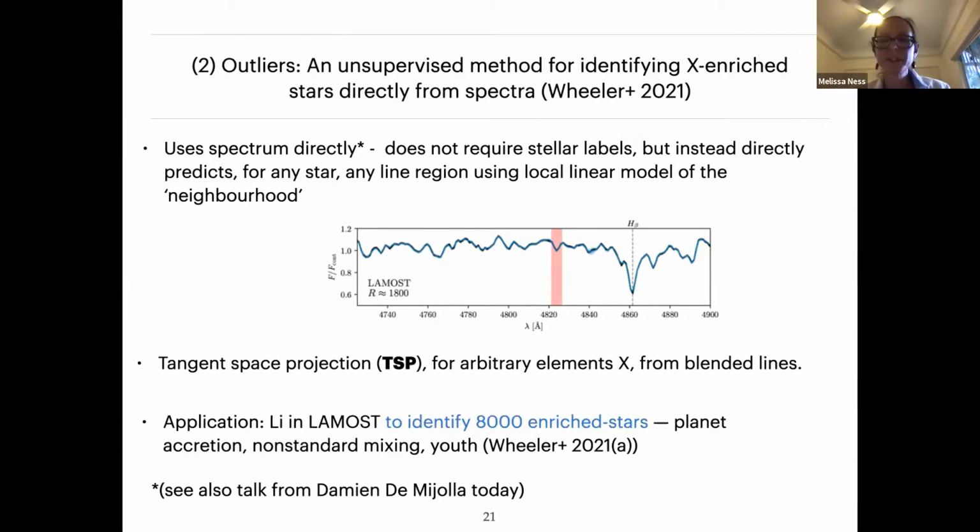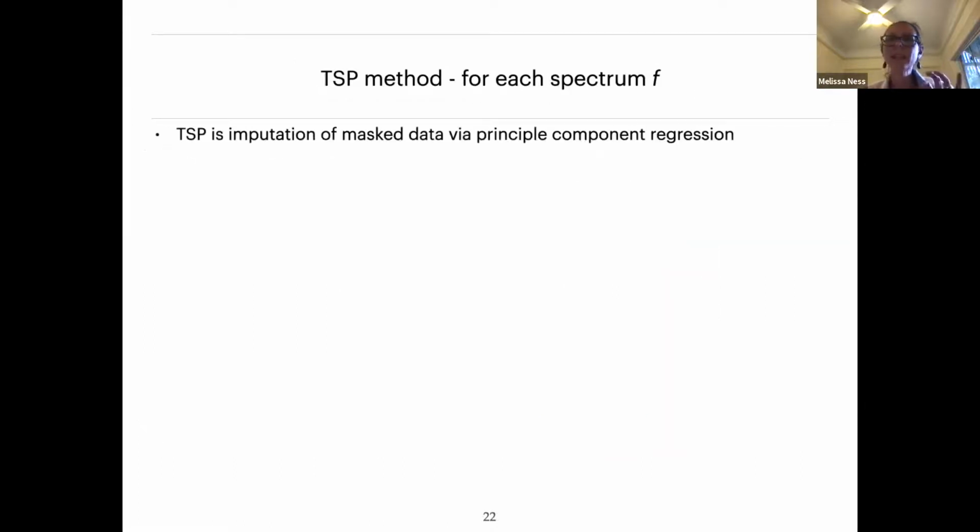And we did this in LAMOST to identify lithium, because that's what we saw earlier today, that people are really interested in lithium. It's a bit of a mystery. And we think we've identified stars that have come from planet accretion or non-standard mixing and youth in our sample. Okay, I'm going to run really fast over this.